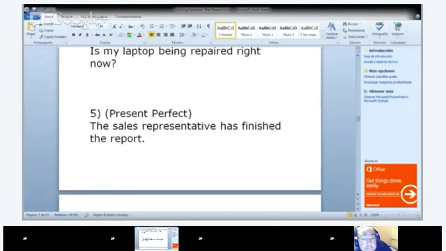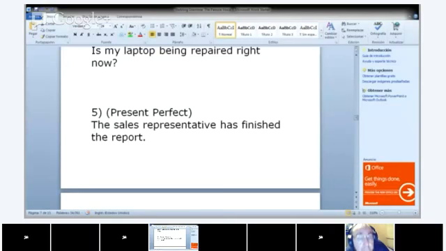Oh, okay. Now, I love your participation. Thank you. It's very close. Your sentence is very close. What we need to do is we need to add the verb to be. The passive voice always uses the verb to be. The report has been finished. Excellent. That is the passive voice.